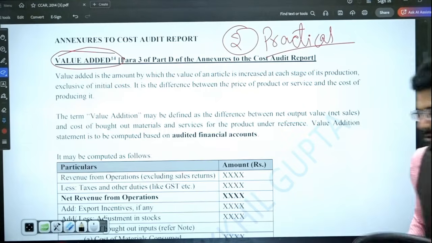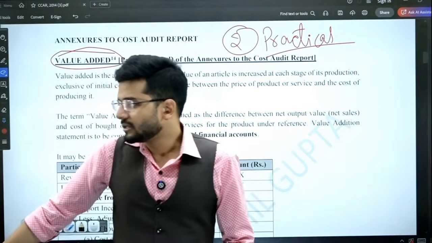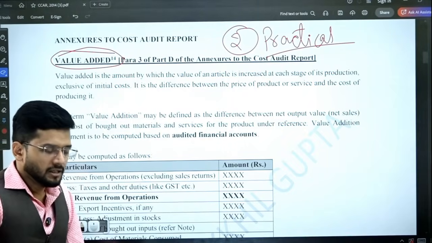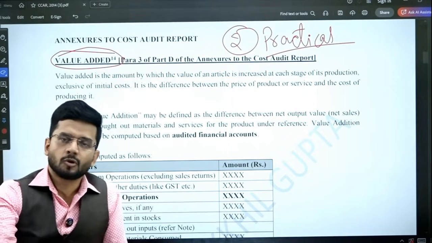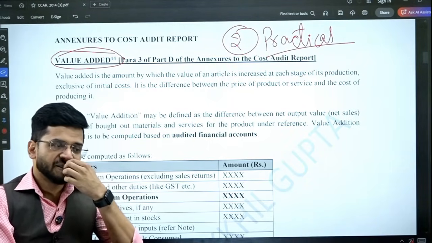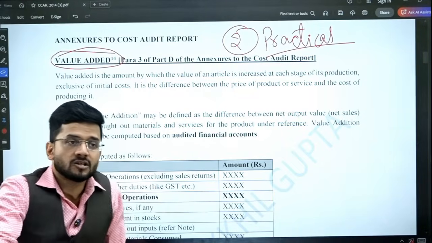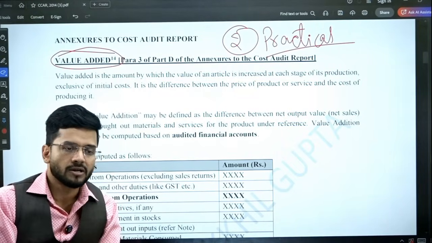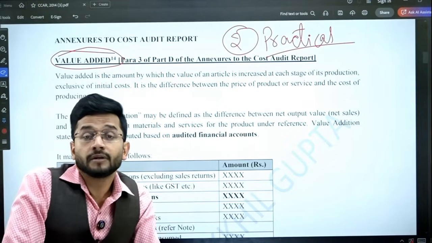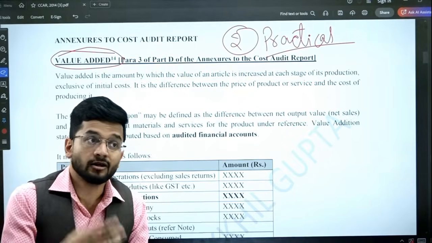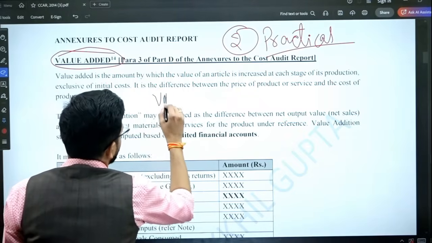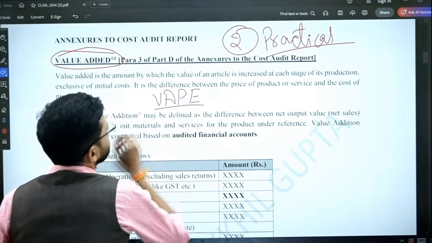Now what do you mean by value addition? Value addition means what is the value which has been added by the company in the entire revenue process, or in the revenue of the shareholders. What is the benefit that the company has added in the entire process of manufacturing, in the entire process of converting raw materials into finished goods? What is the value addition that has been given by the company? The employees want to know what their contribution has been. In real language, this is known as VAPE, value addition per employee.